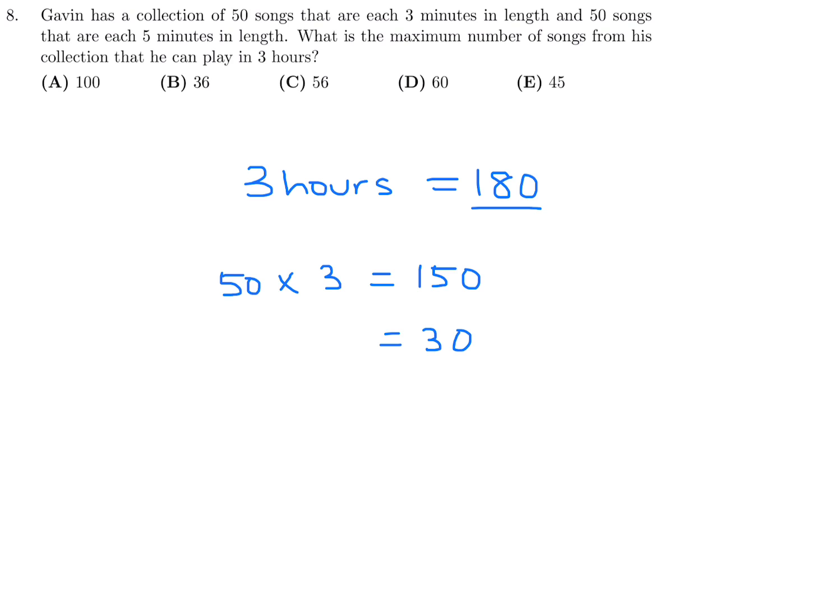So now we are going to approach the 5-minute songs. How many of those can we put in? Well, it'll be 30 divided by 5, which is 6. And now we count the number of songs. It was 50 songs that were 3 minutes long and 6 songs that were 5 minutes long. So the total is 56. So number 8, the answer is C.